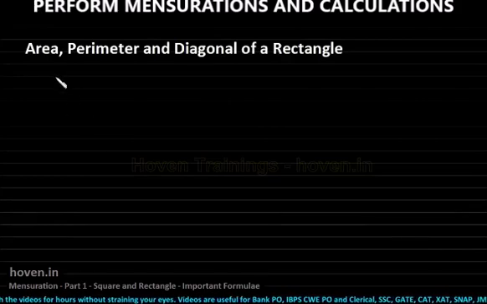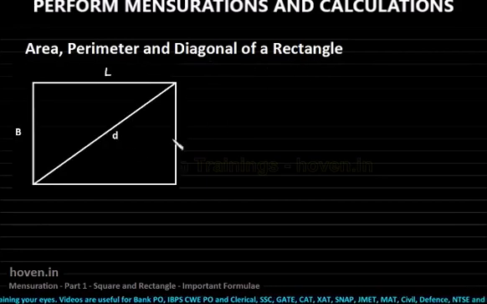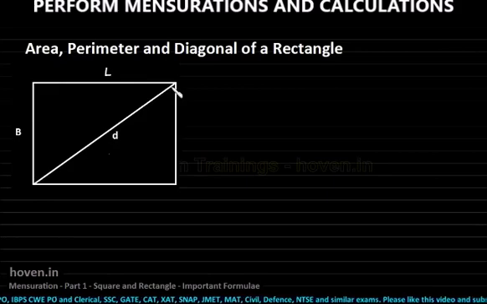The next property is regarding the area, perimeter and diagonal of a rectangle. This is a rectangular field of length L and breadth B and diagonal D. We know that this is a right angle triangle. This is also, and this is also right angle.